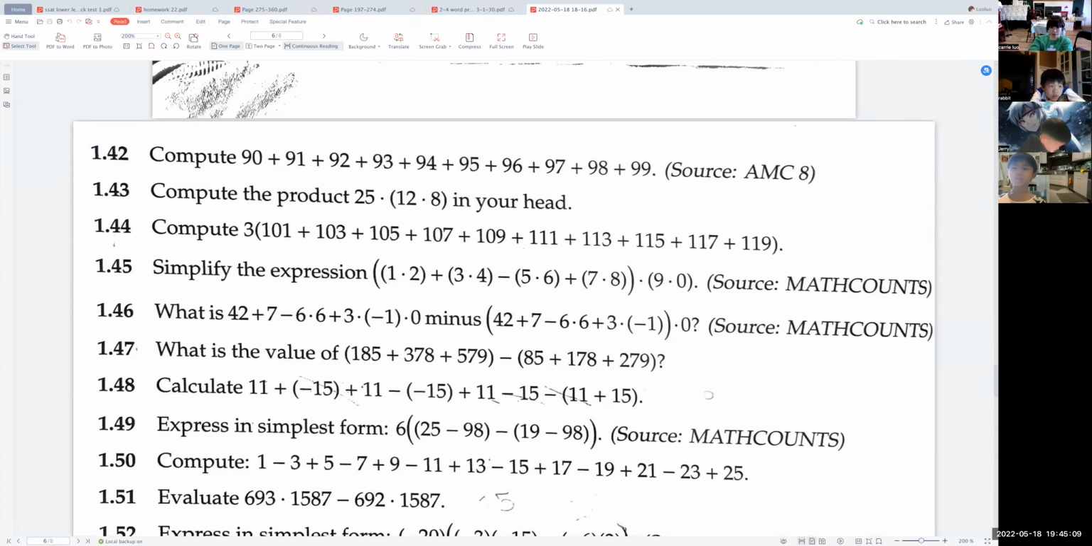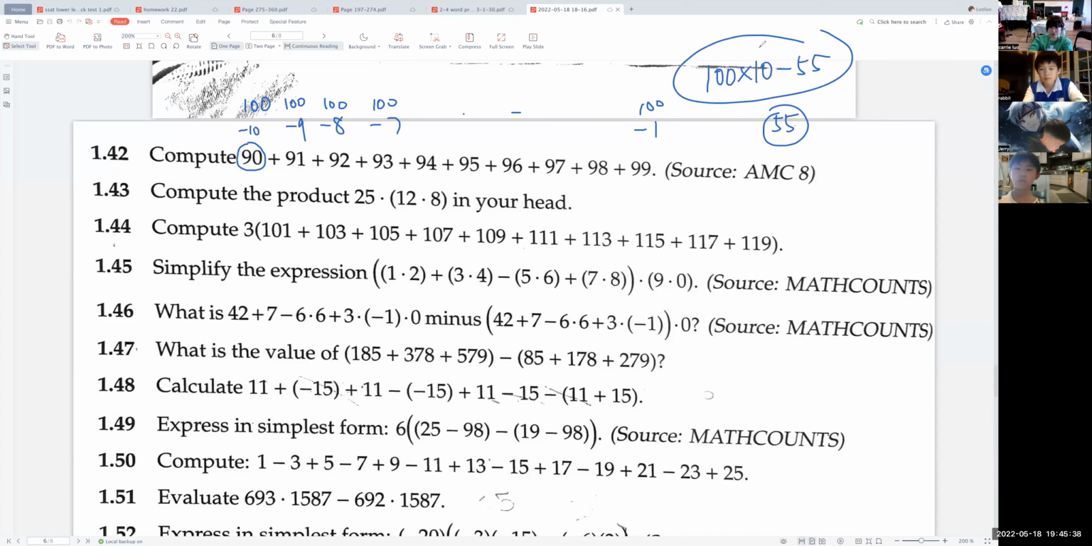If you take a look at this one, you know that it is 100, the left of 10. So it's 100 minus 10, 100 minus 9, 100 minus 8, 100 minus 7, and all the way to 100 minus 1, right? So we know from 10 to 1 added together equals 55. So it's 100 times 10 minus 55. It's also very easy. Correct?